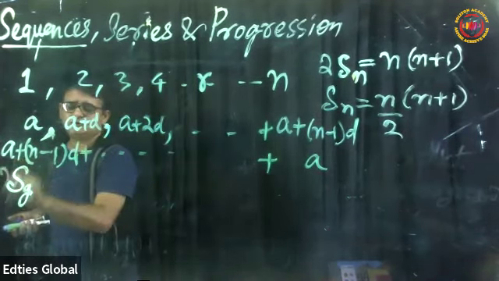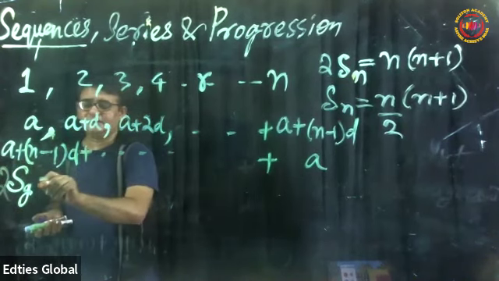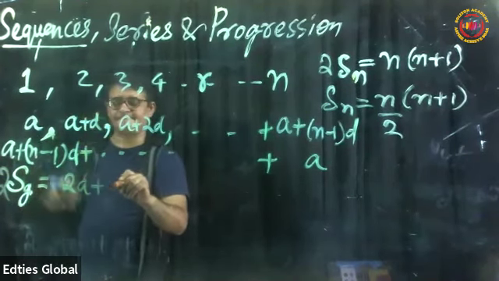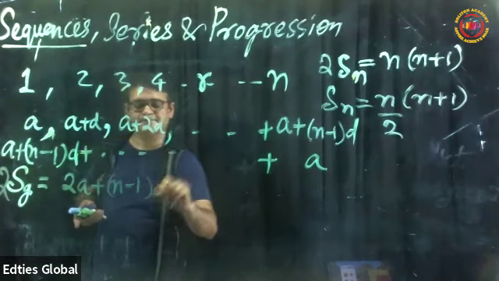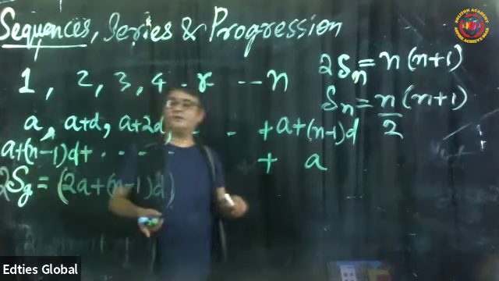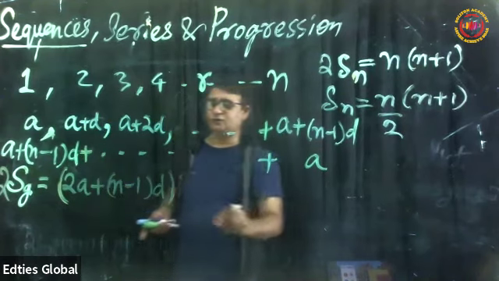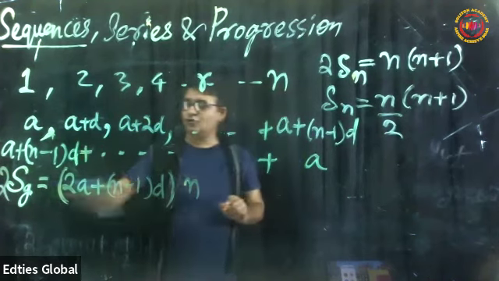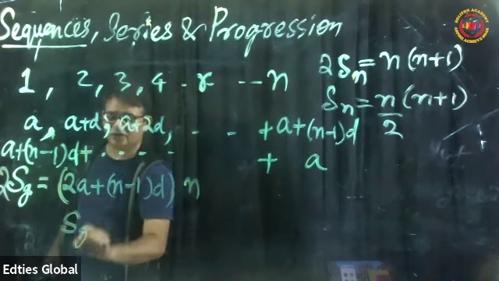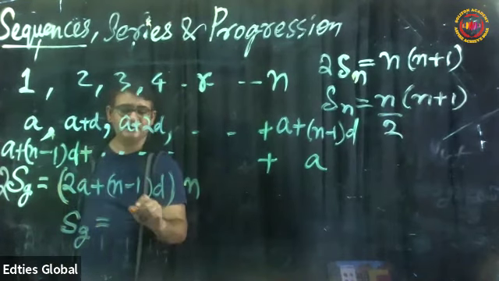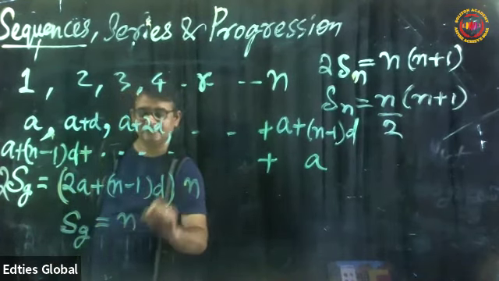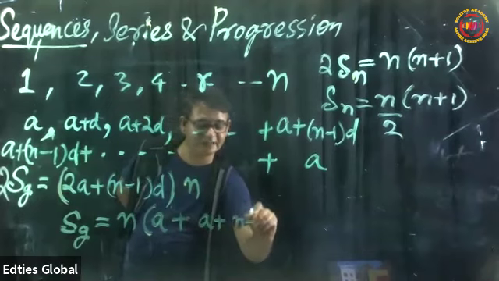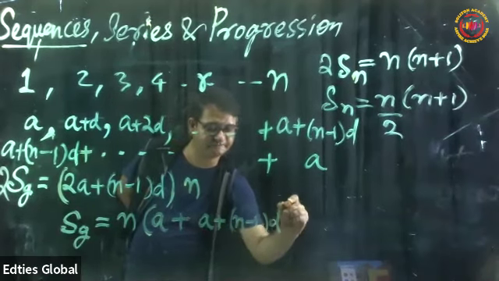I'm going to add the two series, so it will be 2SG, and each term will become 2a plus n minus 1 into d. This becomes 2a plus n minus 1 into d, so it is n times. So I can write this general sum as n upon 2 times 2a plus n minus 1 into d.